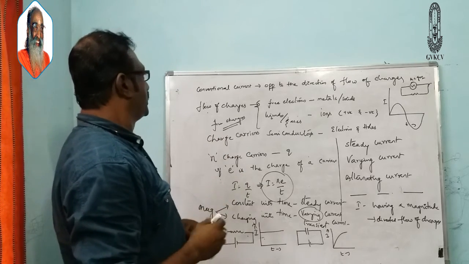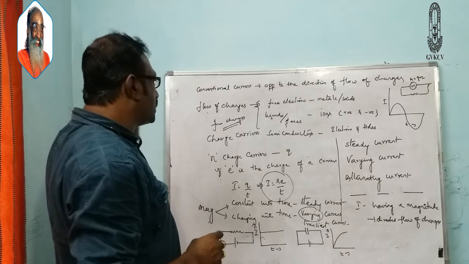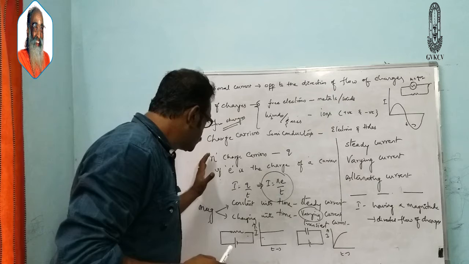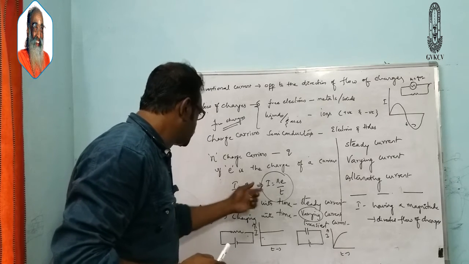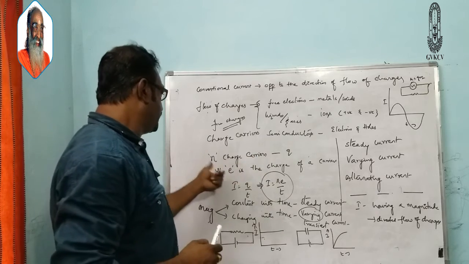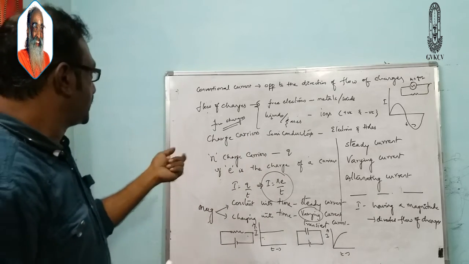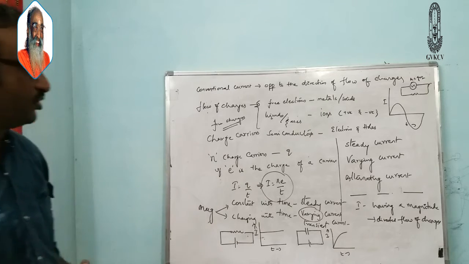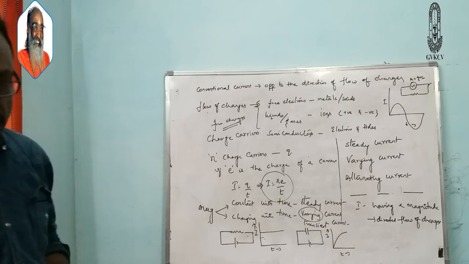Now here we came across certain things. That is, we came across an expression that I is equal to NE by T, where N is the number of charge carriers and E is the charge. Then we can use the expression I is equal to NE by T. Now pause the video and take a screenshot of it.